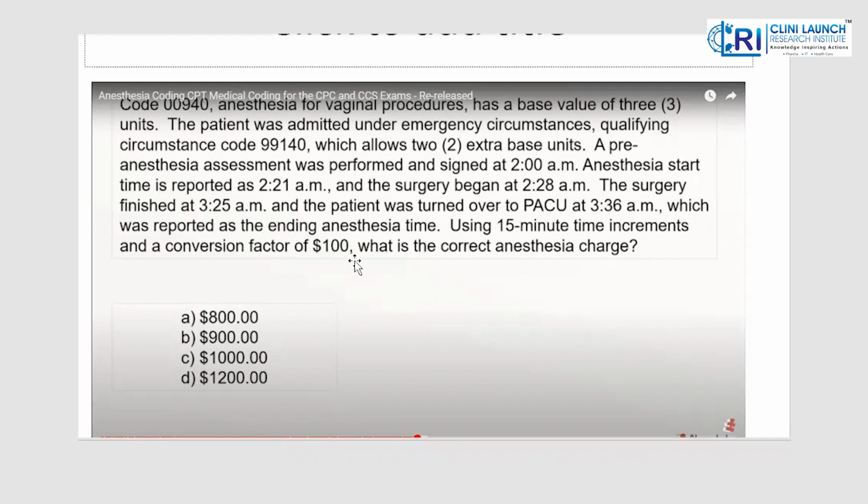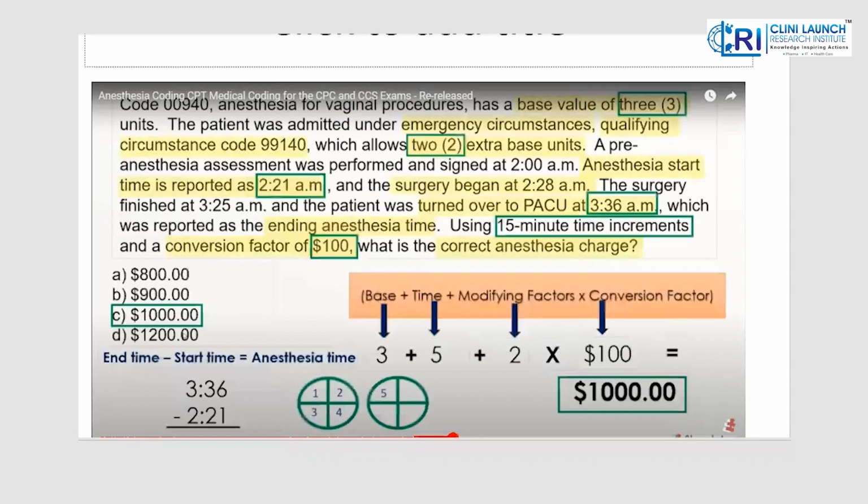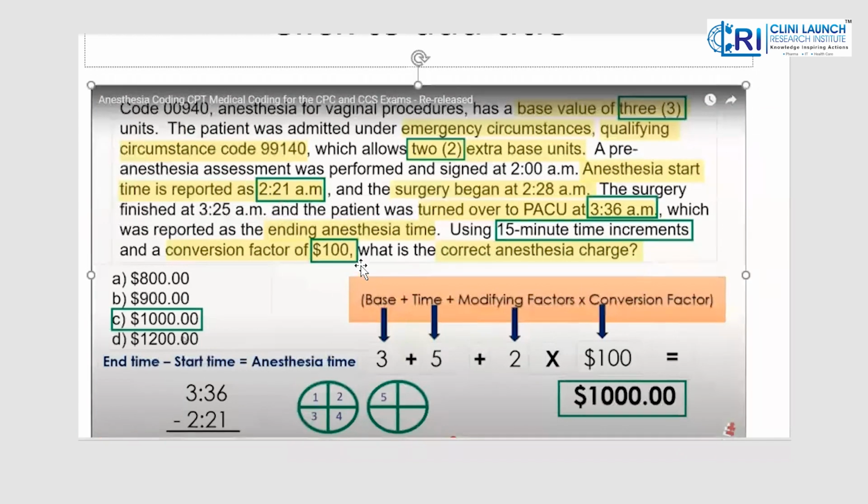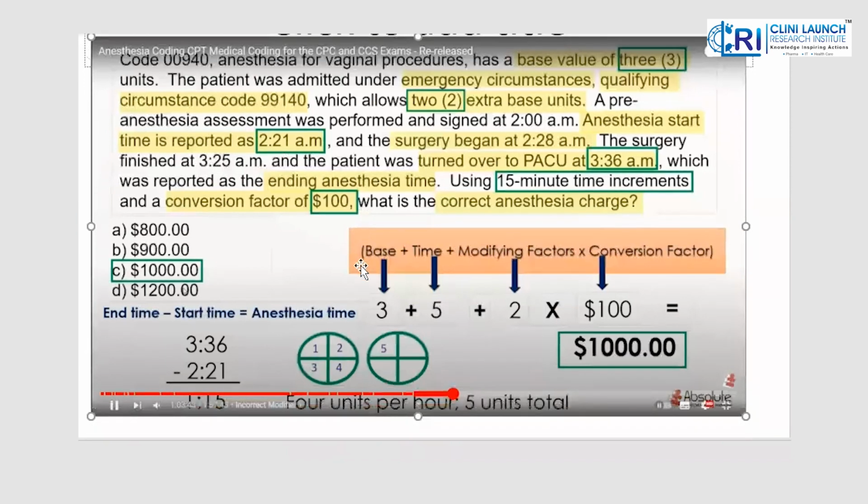So this is entirely based on the formula, correct? Your formula is base plus time plus modifying factor, multiplied by the conversion factor. Base is 3, as they have given a base value of 3. Time is 5. When you calculate 3:36 minus 2:21, you get 1 hour 15 minutes. 15 minutes is 1 unit, so 4 units per hour, meaning 5 units total. So your time will be 5 units.